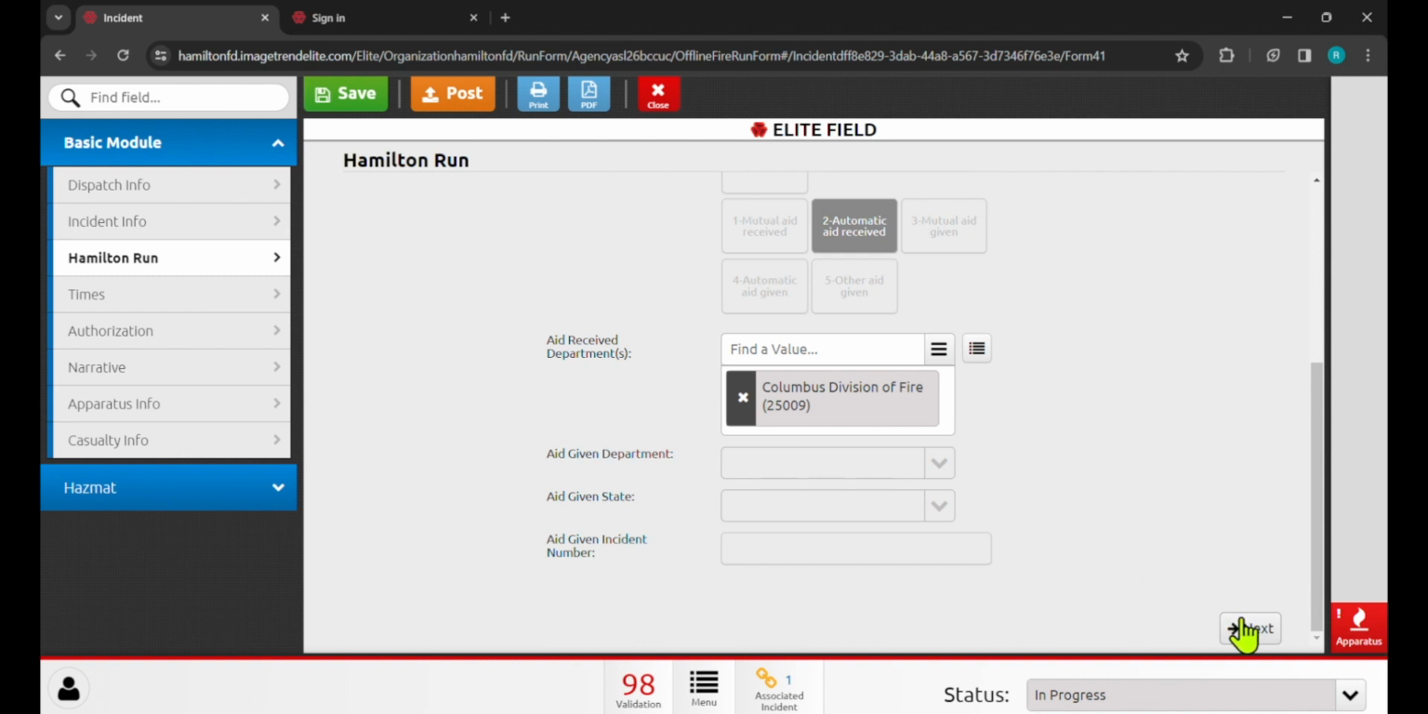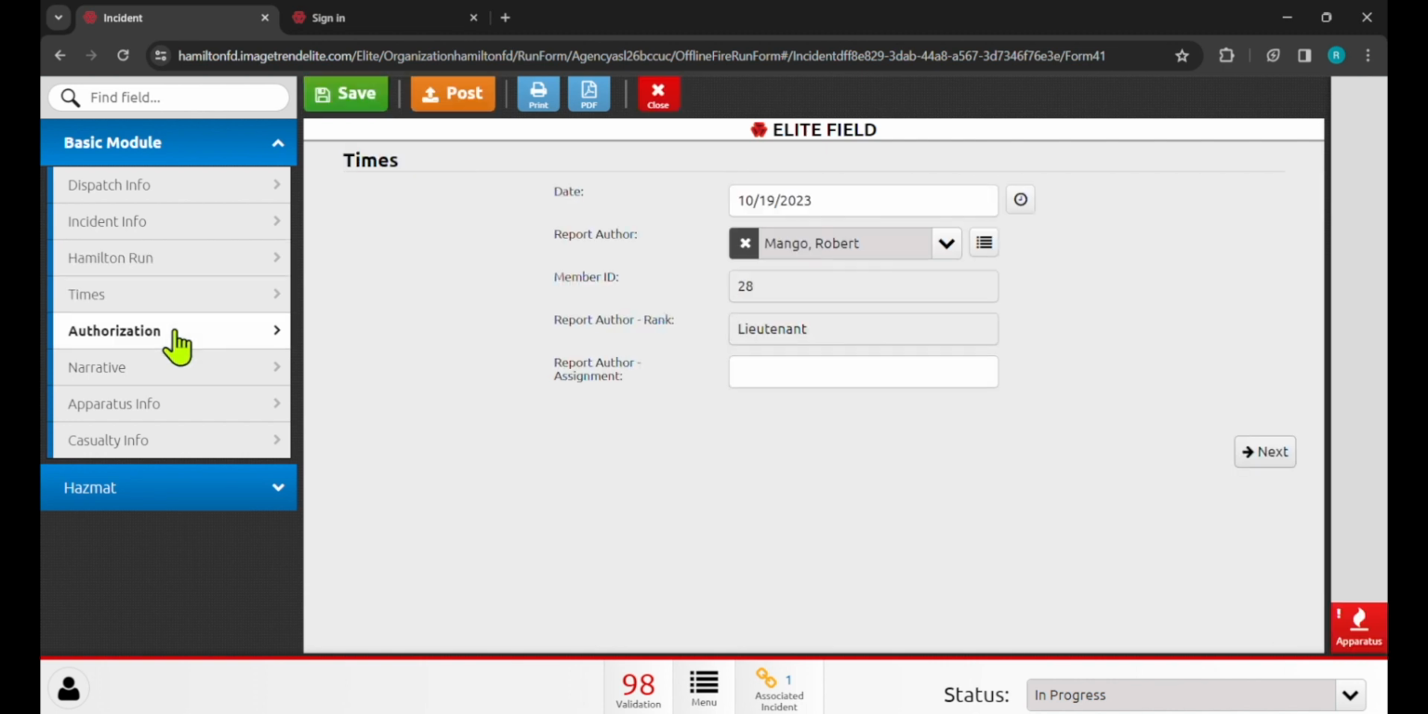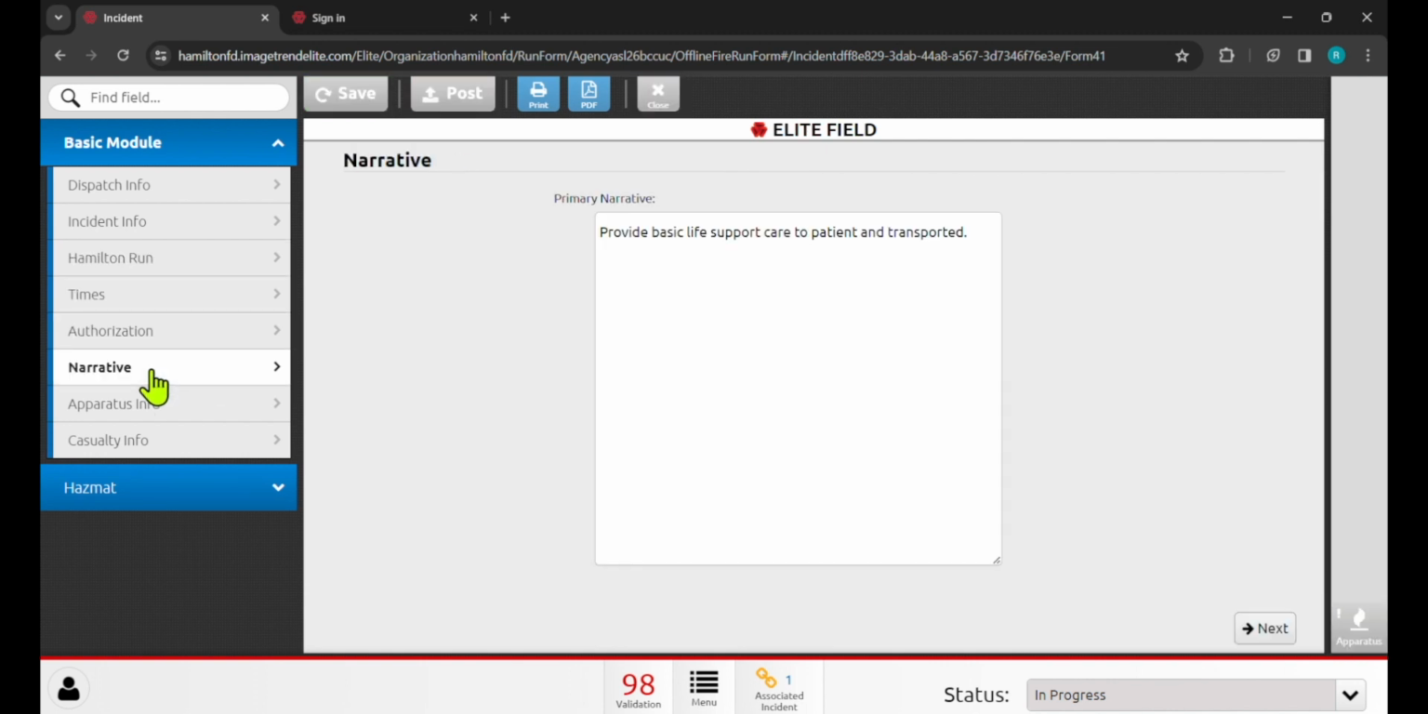And don't worry about this. So you can see all these. Now, why are all these blue? Let's click through them just to show you. The times came from the EMS report. That came from the EMS report. This is a very simple auto narrative we have for NIFRS. Now, right? We don't use auto narratives.